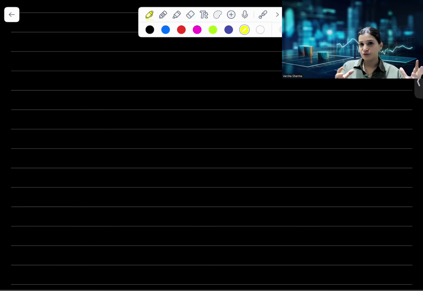So first, this is the theory. We don't usually use them in sums. So पहले इतना लिख लेते हैं, then we'll move on to the actual sums portion. सबसे पहले, time series.